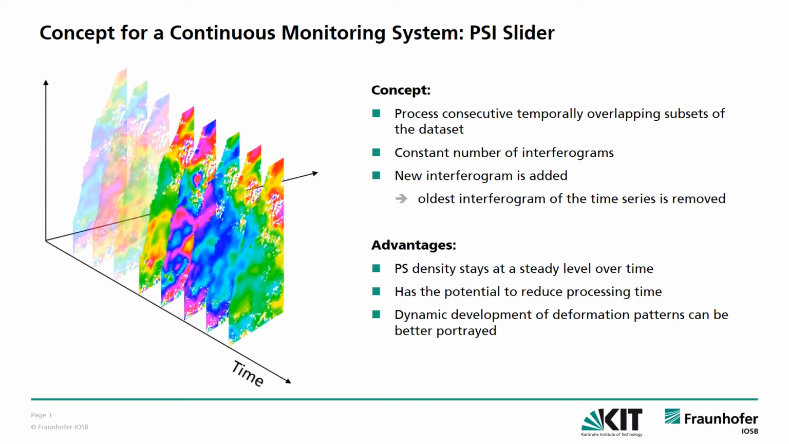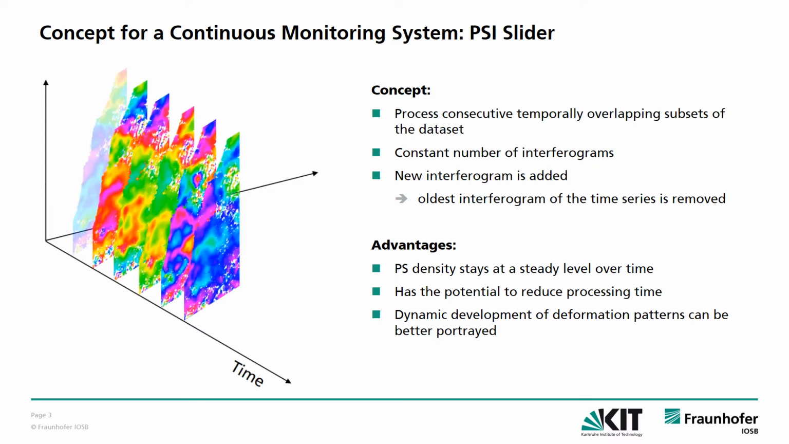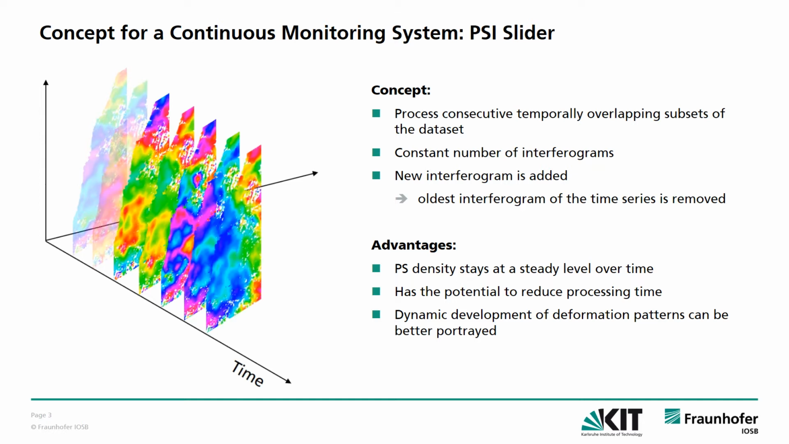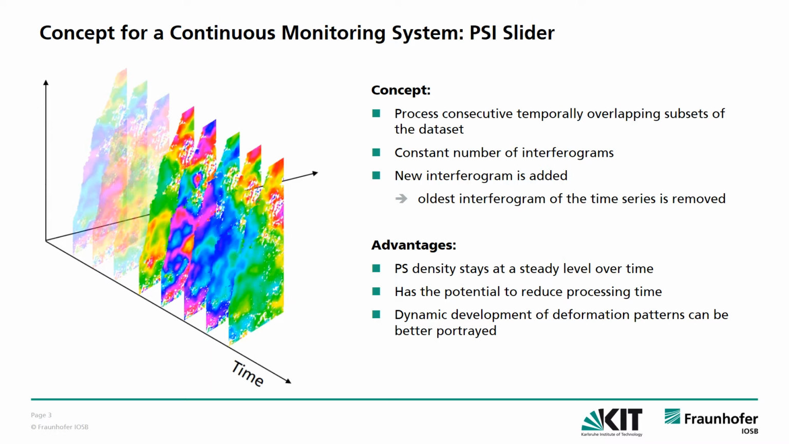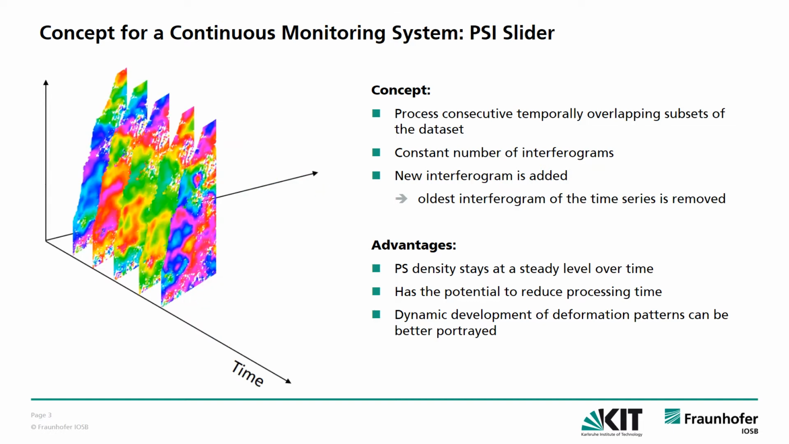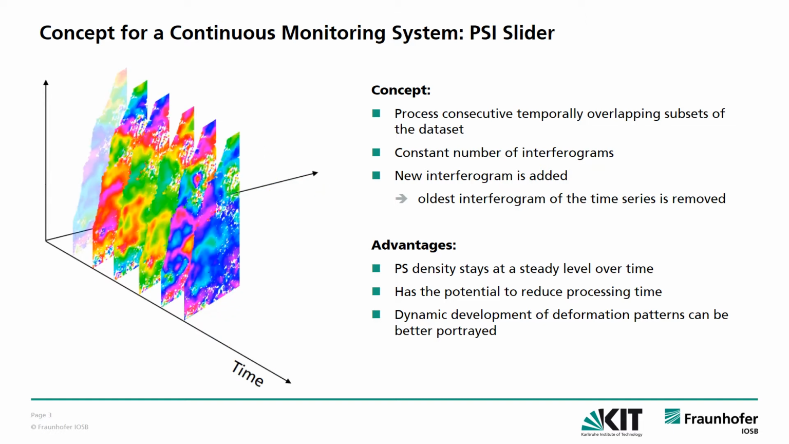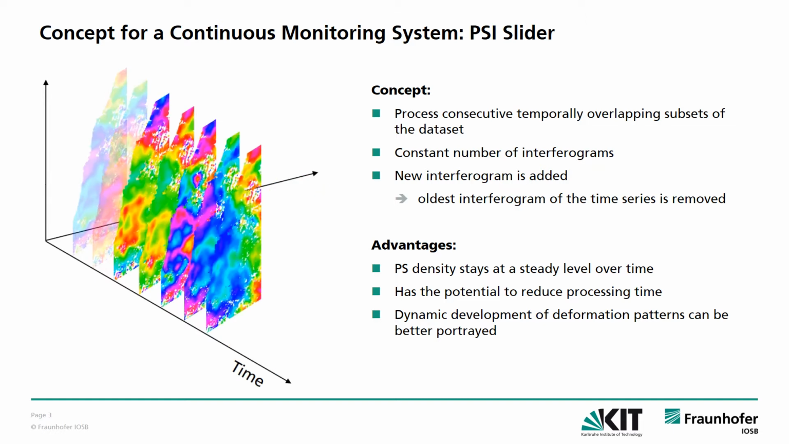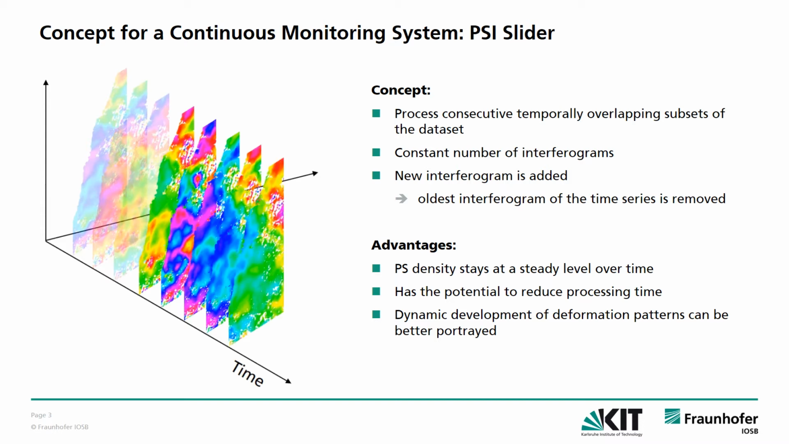One advantage of this approach is that the PS density stays at a steady level, instead of decreasing with each newly added image. Also, this approach has the potential to reduce processing time, because most of the images used in one subset have already been used in a previous subset, and therefore intermediate results can be reused. In addition to that, the dynamic development of deformation patterns can be better retraced, which I'm going to show you now on the example of the city of Patras.